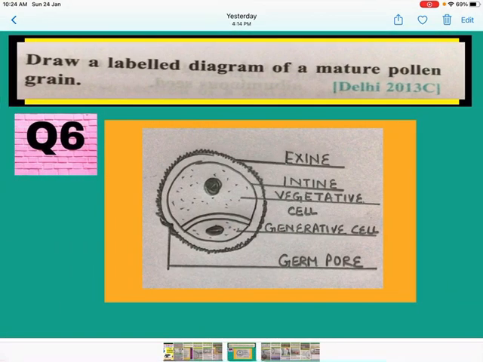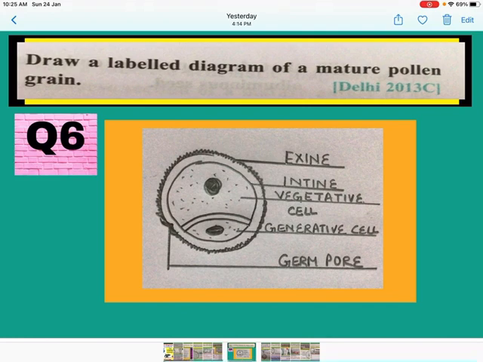Come to next. Draw a labeled diagram of a mature pollen grain. See, the diagram is in front of you. It has two layers. The outer layer is exine. It is made up of the chemical sporopollenin, and inside the exine is the intine layer, and it is made up of two cells.